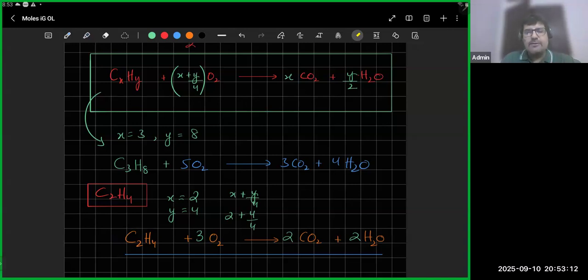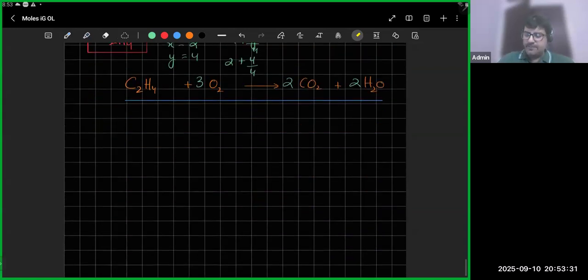So what I'm going to tell you now is, why did I even write this equation? Why do we even need this? Because we know how to balance it anyway. So why waste time doing this? This equation is very helpful in trying to find out the formula of hydrocarbons. I'm going to show you how.